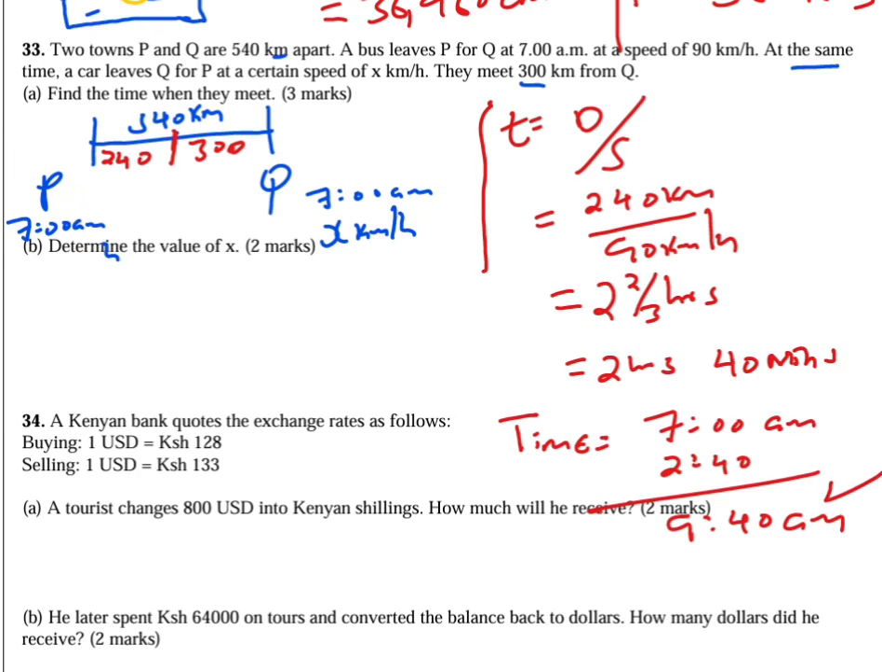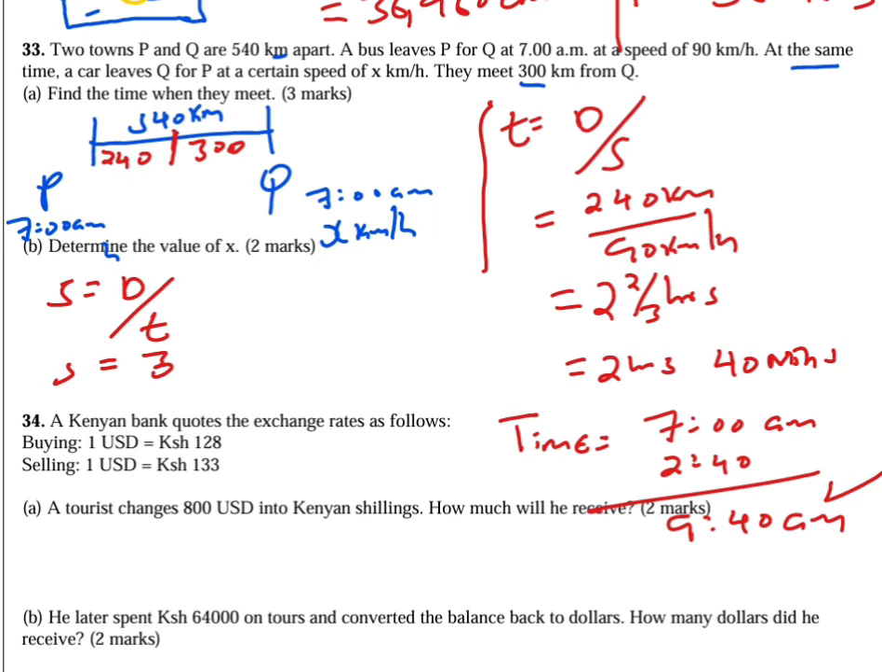Part B, determine the value of x. So x is the speed ya hii ingine imetoka Q. So remember, tuko na distance ndio hii, na pia tuko na time taken to meet, because zilipatana saa 3 na 40. So time is the same. So we know that speed equals distance over time. So speed will be, distance ni 300 now. It may travel 300. Hope you're following.